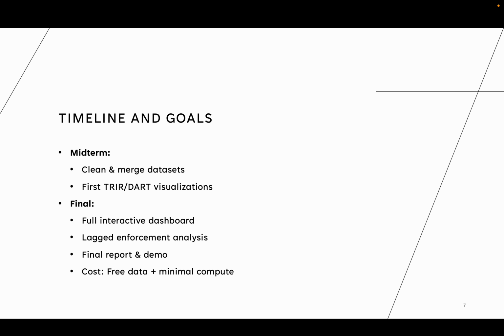We plan to clean and merge the datasets and build initial visualizations by the middle of the semester. By the end, we will have the full dashboard and the enforcement analysis finished, along with our final report. Since the data and tools are free, the main cost will be our compute on AWS. We believe this timeline is realistic and will give us a strong result.